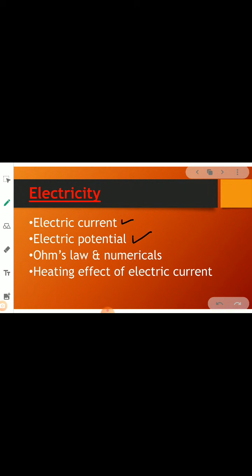If we understand electric current and electric potential, next we can study about Ohm's law and numericals based on it, which is very important. The fourth topic that we are going to study is the heating effect of electric current. So these are the four major topics which we are going to study under the chapter electricity.